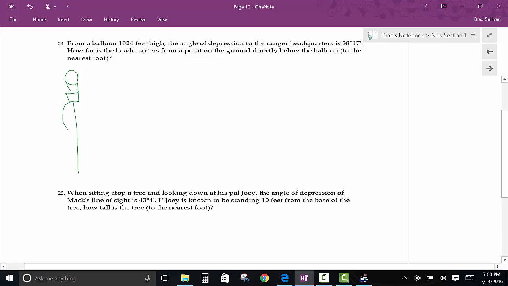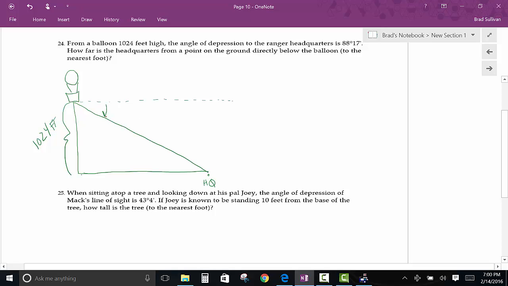1,024 is, we're going to say, okay, that's how high the balloon is. 1,024 feet. Okay. Then it says you're looking at a ranger headquarters. So this is your ranger headquarters down here. Okay, you're up here. And for all practical purposes, let's just say that your line of sight, your horizontal line of sight, we call that, would be parallel to the ground, like this. So this is going to give the base of the triangle like that. And then you're looking down at that ranger headquarters like this.